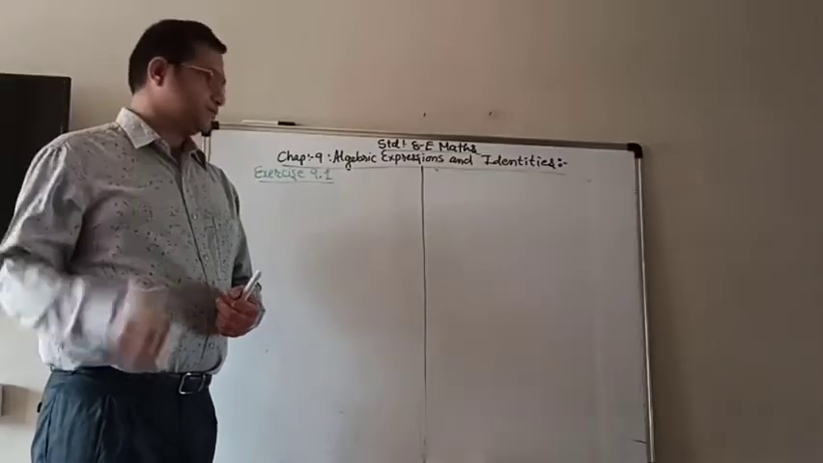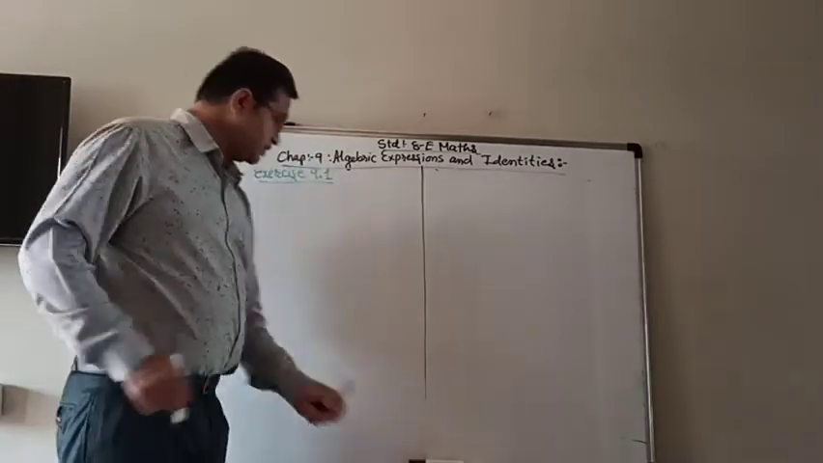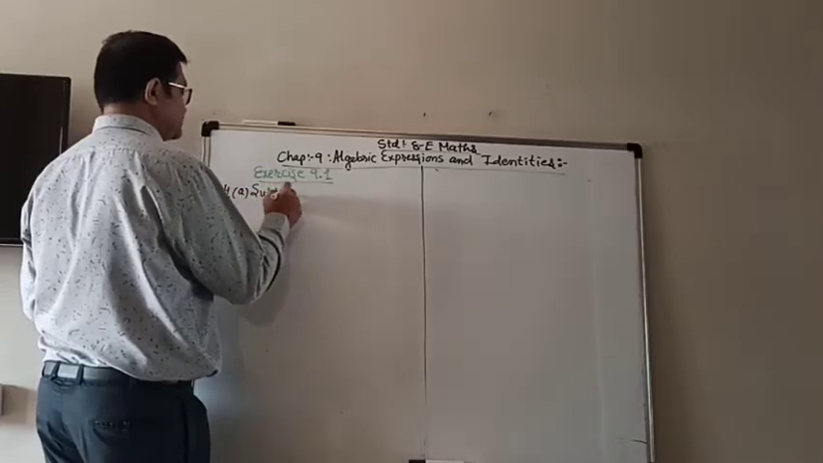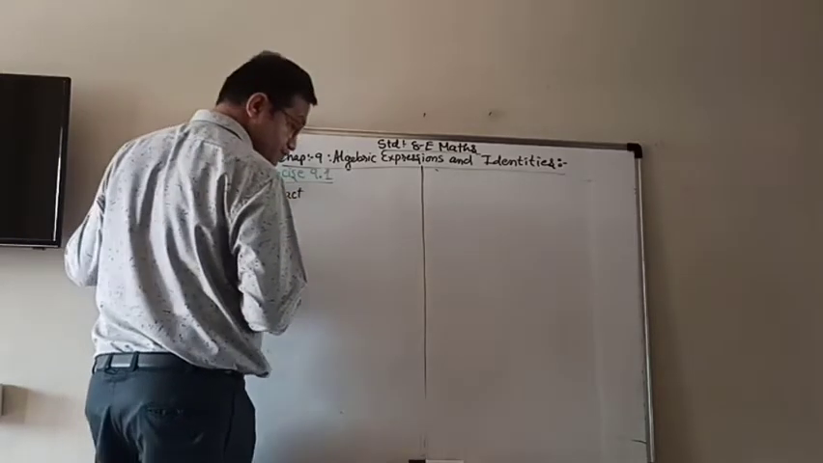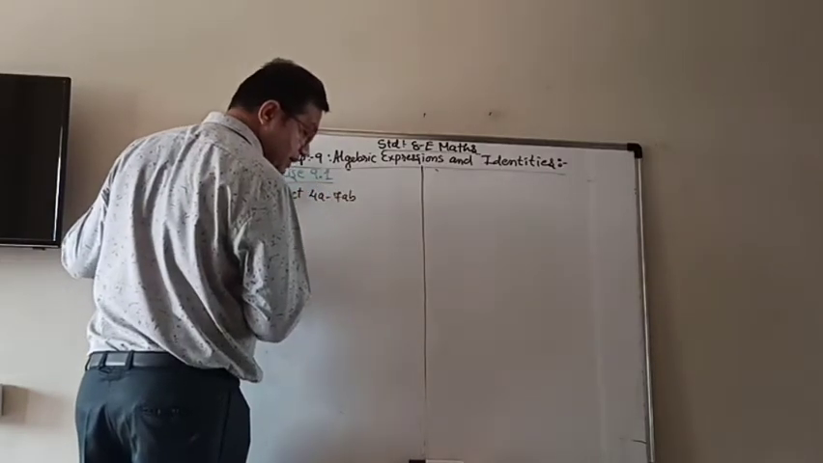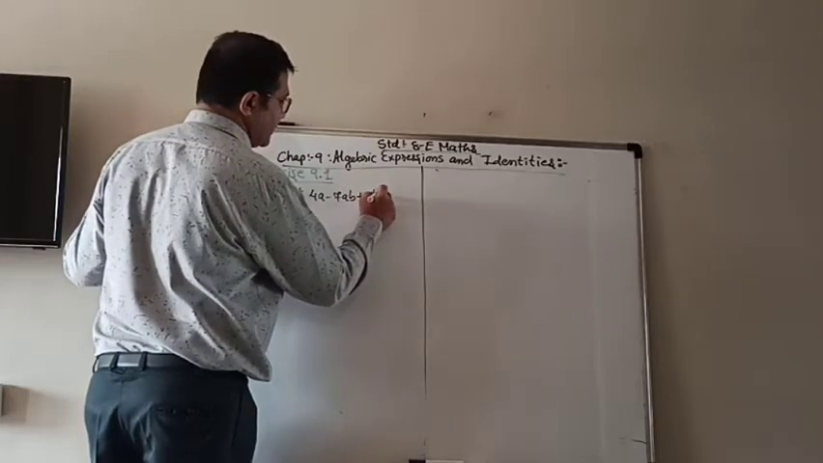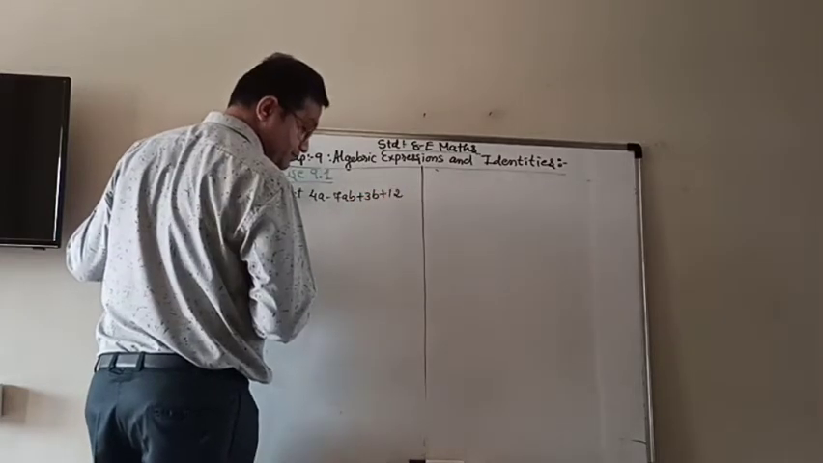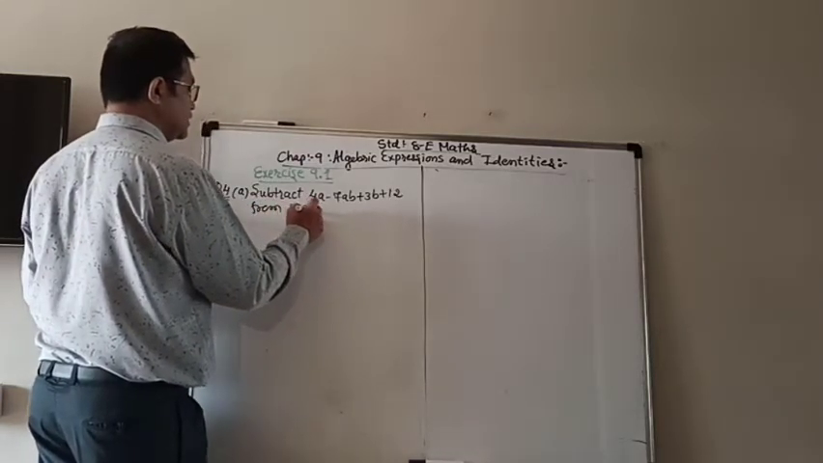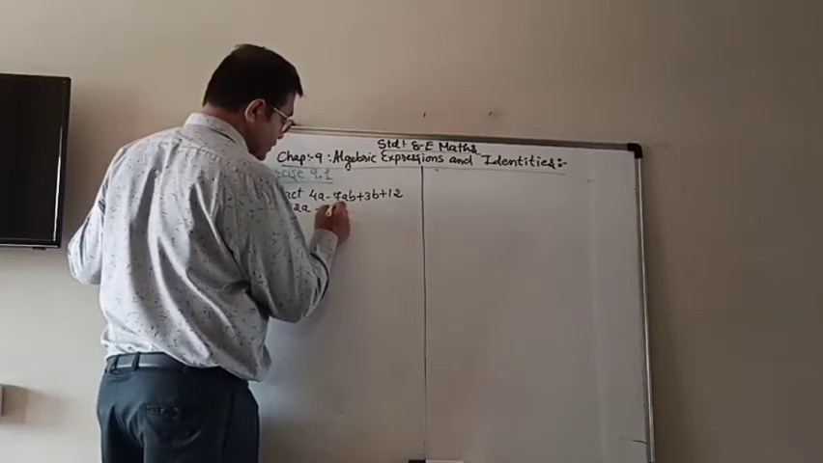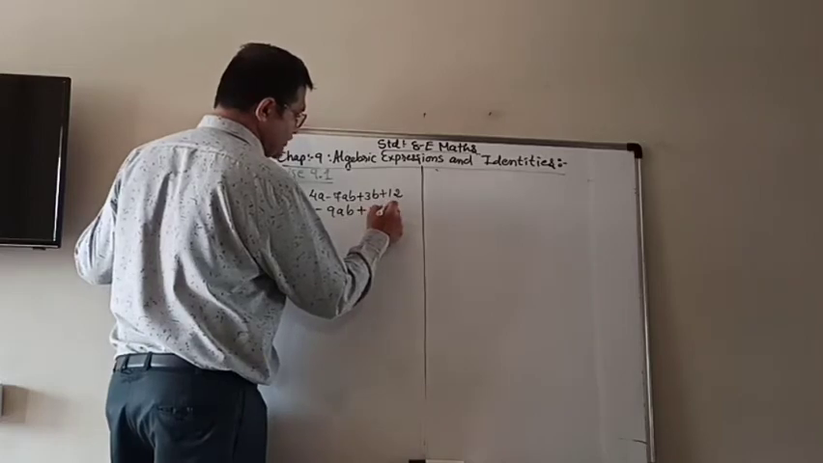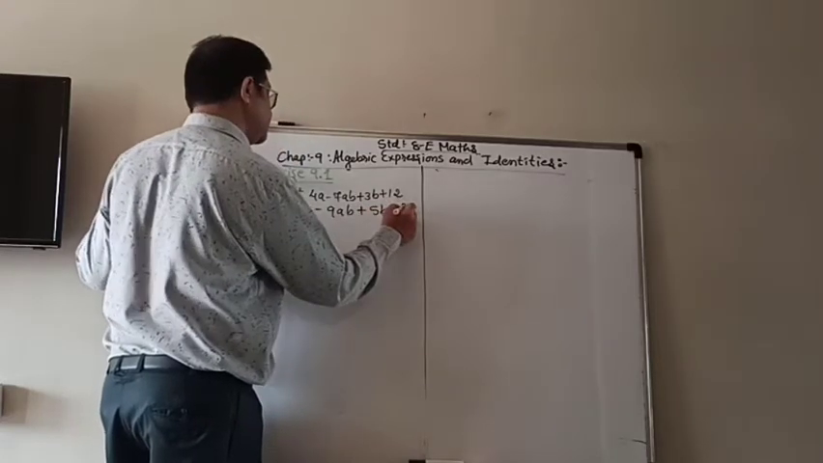Now question number 4. There are different things given. First A. Subtract 4A minus 7AB plus 3B plus 12 from 12A minus 9AB plus 5B minus 3.